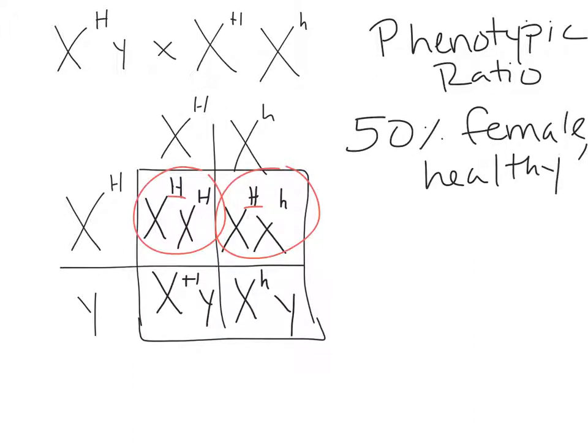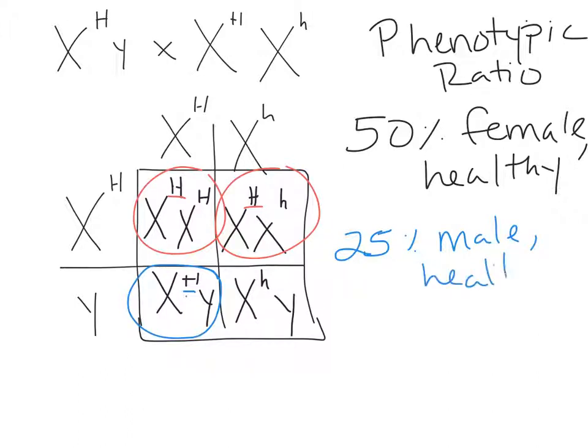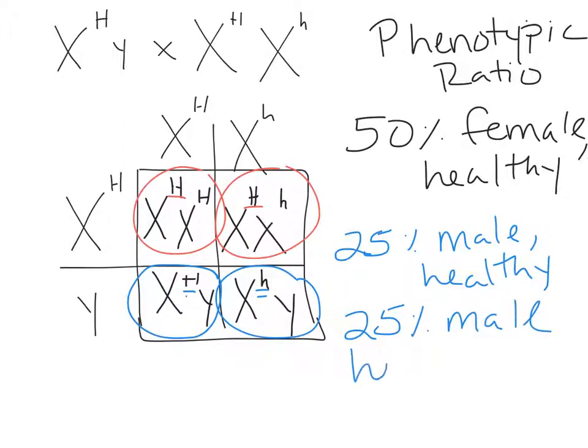When we look at the bottom boxes, we see that there is one male with a copy of the big H, so he is healthy, so 25% male and healthy. The other box has a male with a little h. This means that we have 25% that are male with hemophilia.